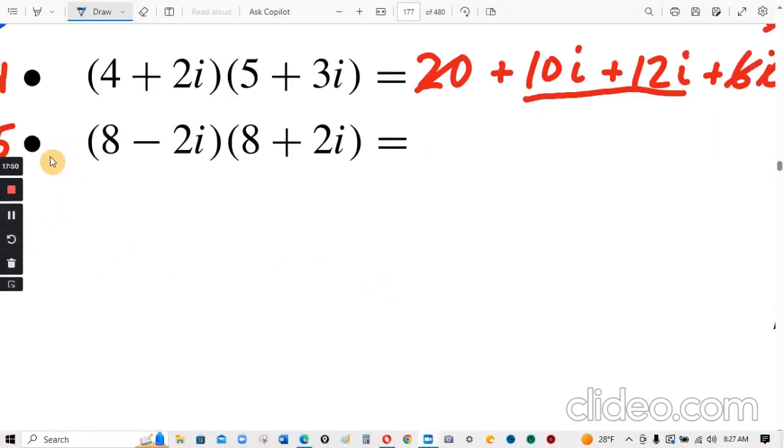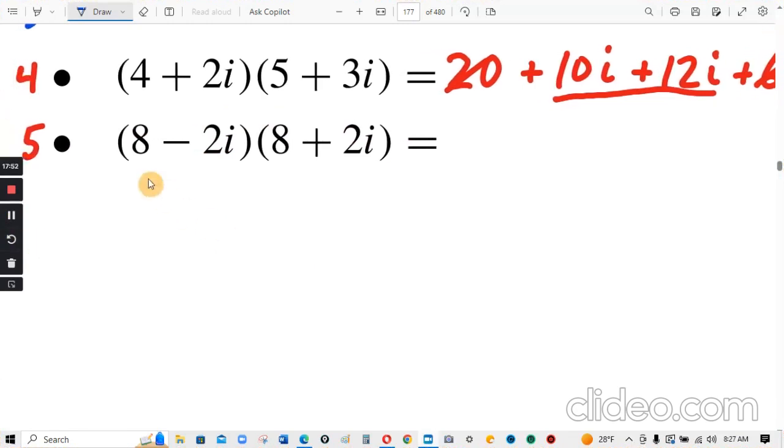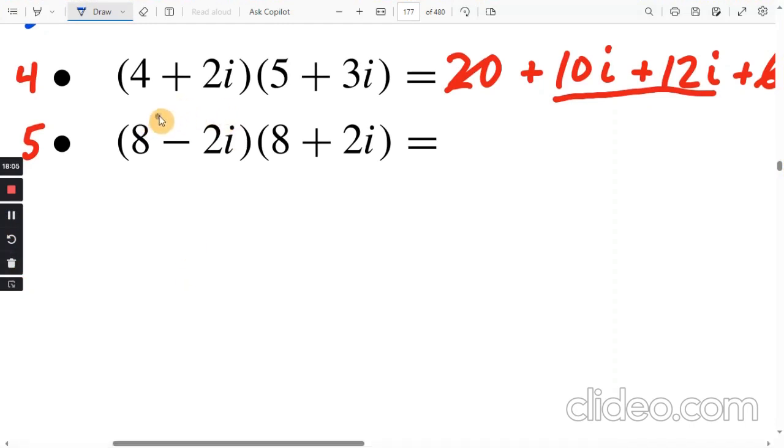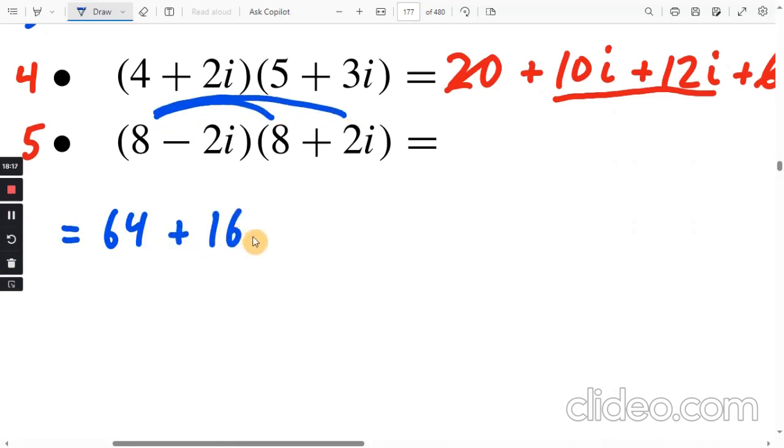All right, please try example number 5 in the same fashion. You can use FOIL or distribute. Since I used FOIL last time, I'm going to use distributive property this time. So let's do 8 times 8, that's 64. And then we can do 8 times positive 2i, that's 16i. And then we can do negative 2i times 8, that's negative 16i.